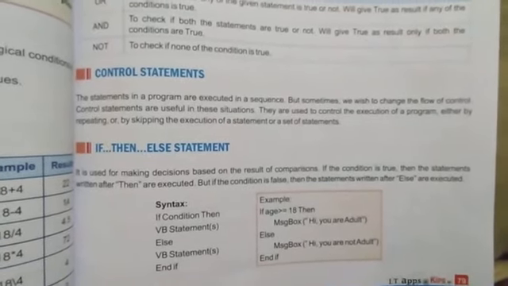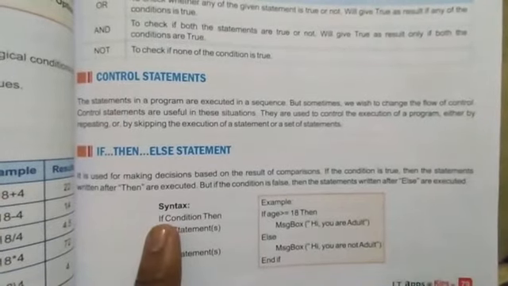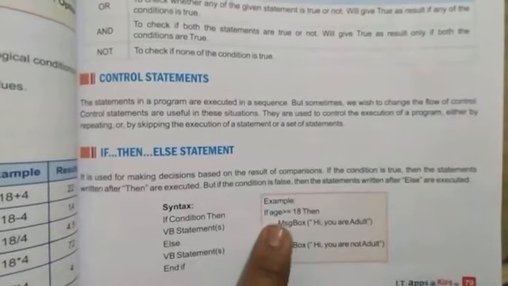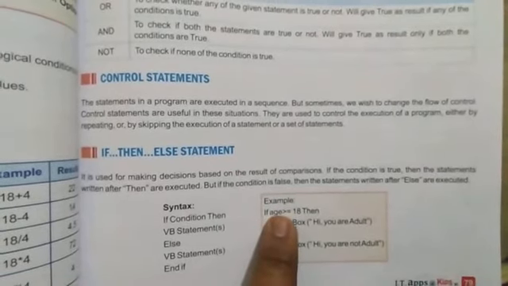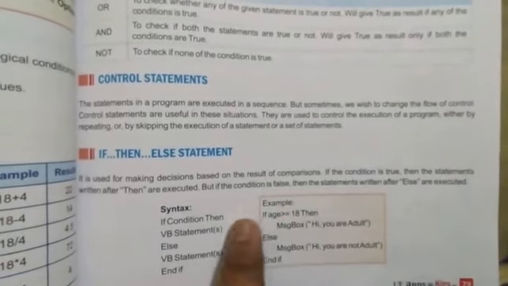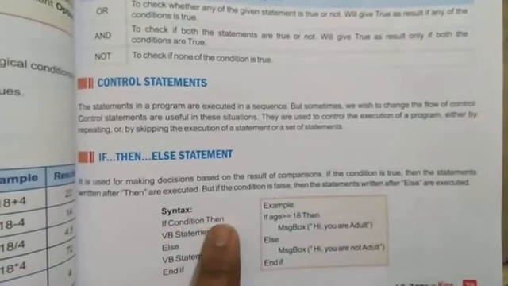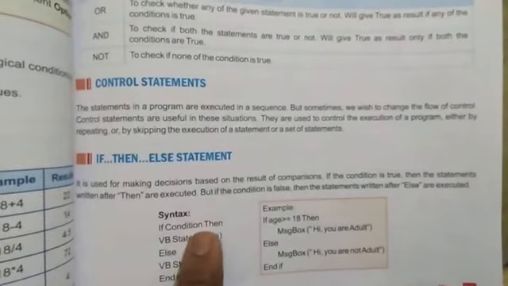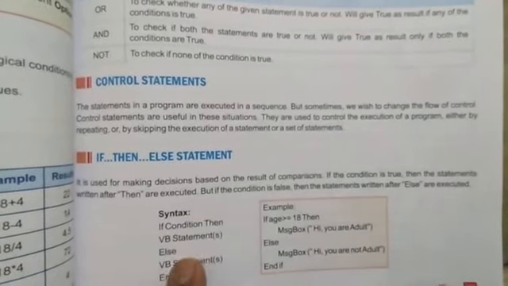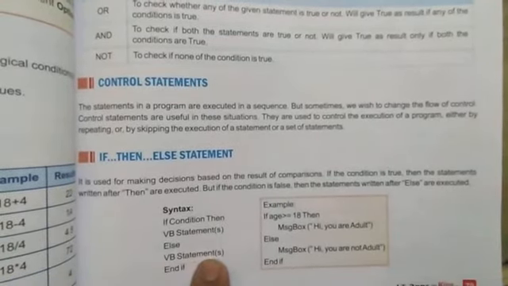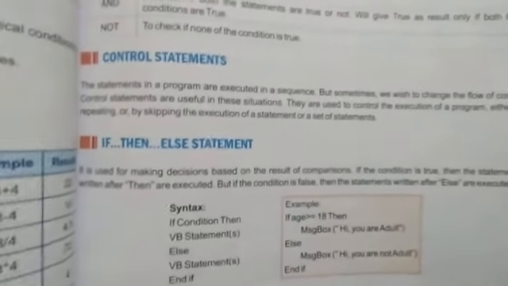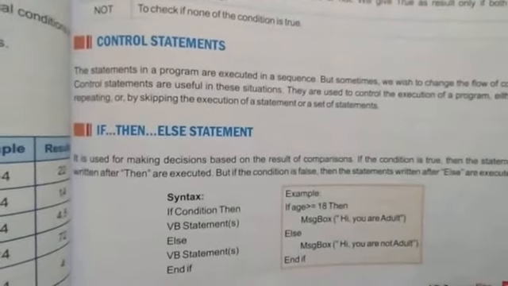You can see that there is a syntax: if condition. The condition can be anything. An example of a condition is age greater than or equal to 18. If this condition is true, then this statement will be executed. If this condition is false, then this statement will be executed. So students, this is the basic syntax of the if then else statement, and this is an example.